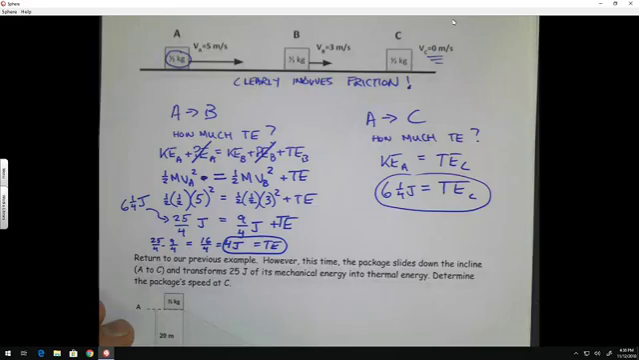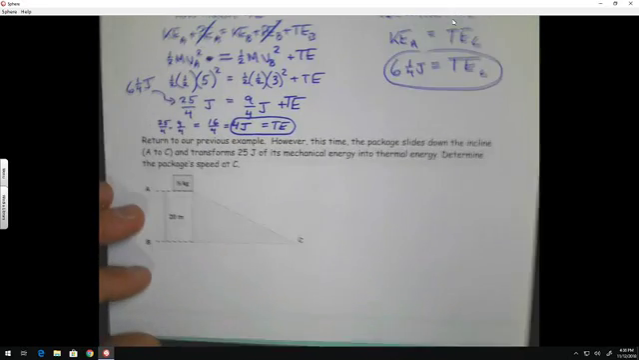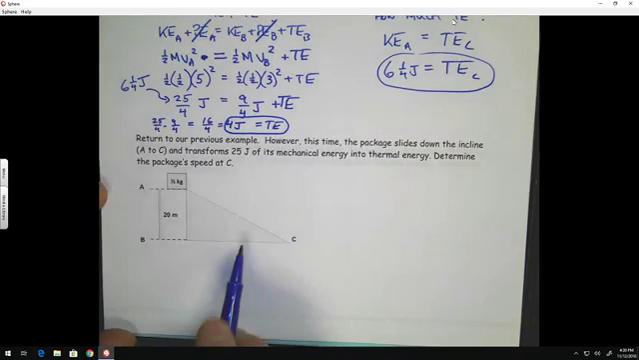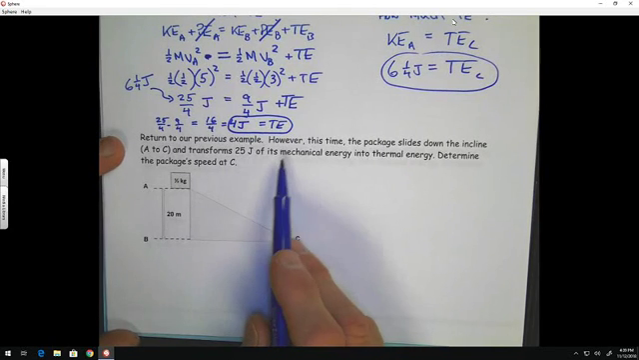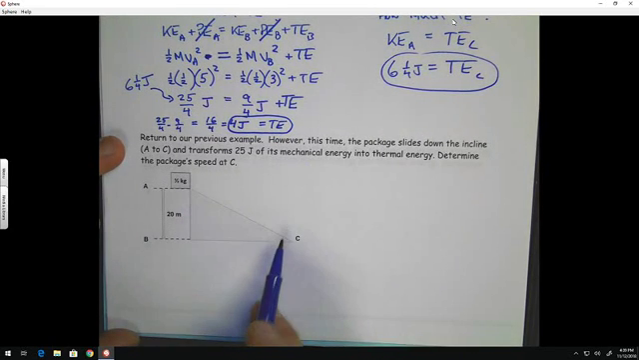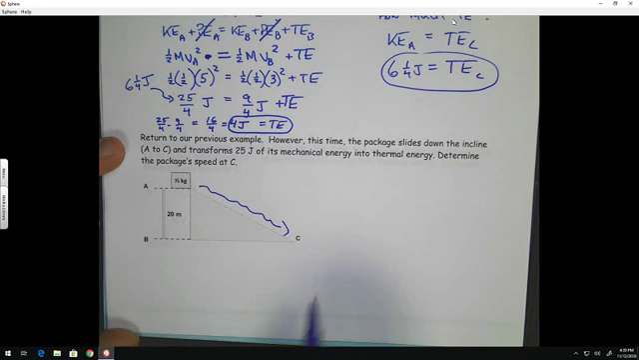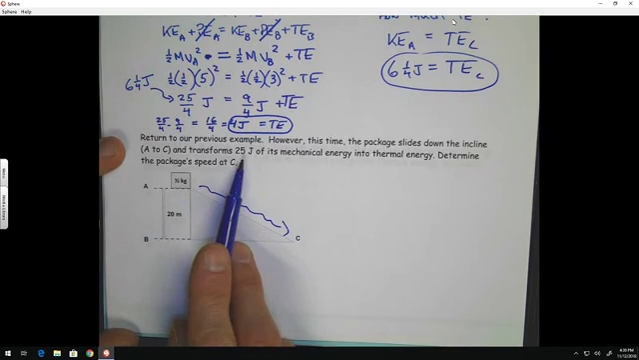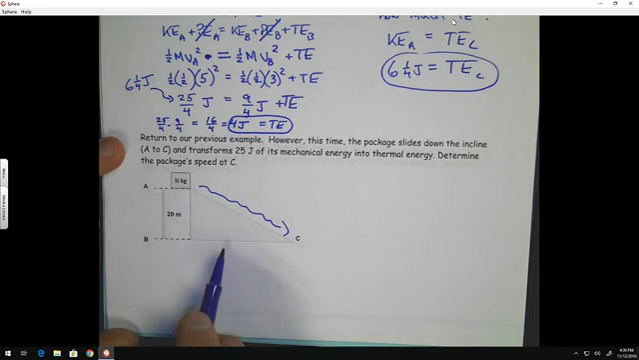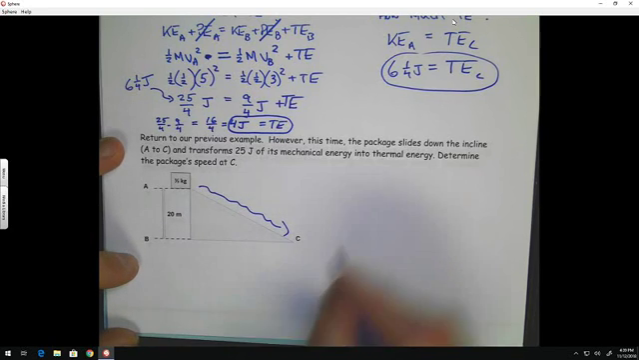Let's end with one last problem here that involves potential energy and thermal energy. I'm going to read it. It says, return to our previous example. However, this time we're going to allow a package to slide down an incline from A to C, and it's going to transform 25 joules of its mechanical energy into thermal energy. How fast is it moving at C? Okay, let's try that out.